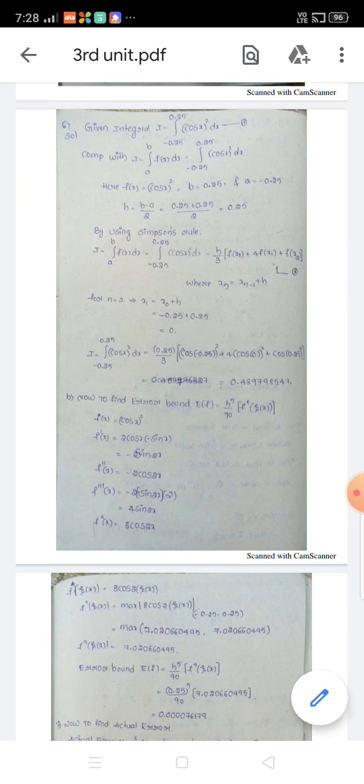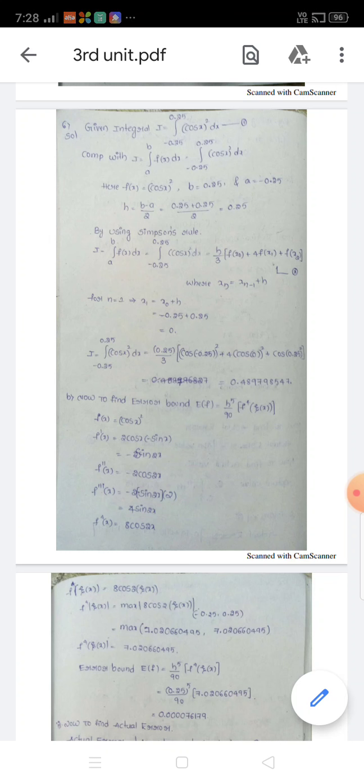After simplifying, we get the value is equal to 0.489798. Now to find the error bound, E_F is equal to h power 5 by 90 into the fourth derivative of f of xi of x. Next, find out f dash x, f double dash x, f triple dash x, f fourth derivative x.